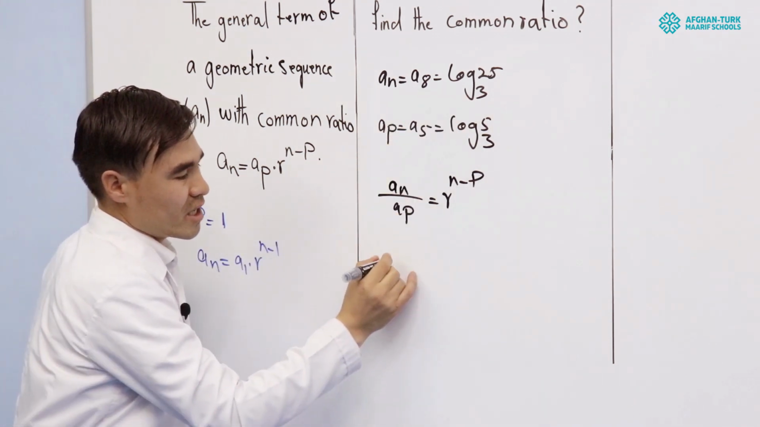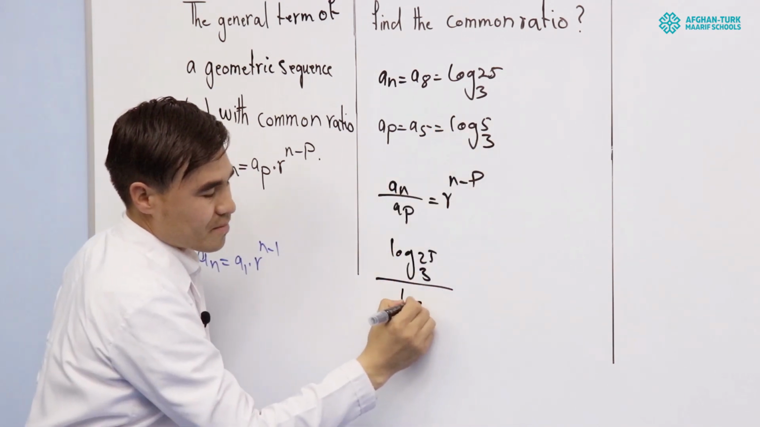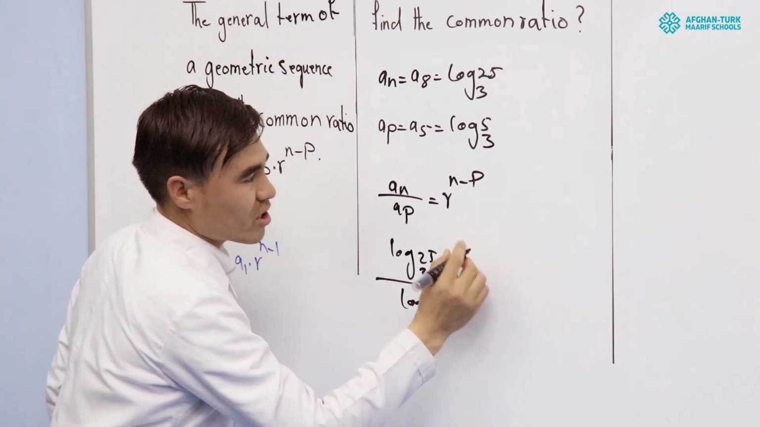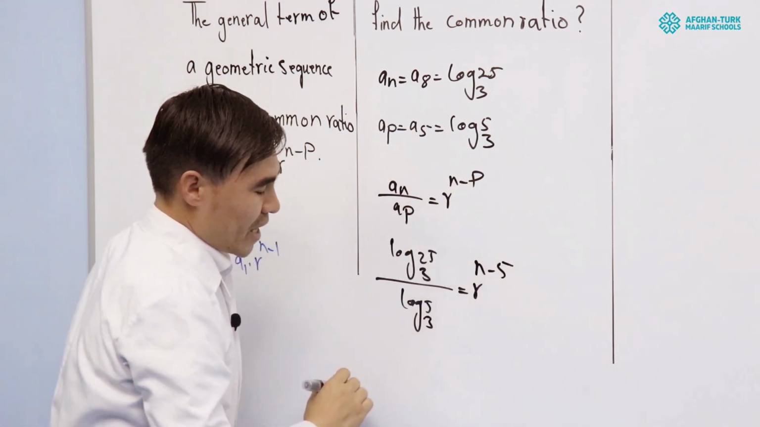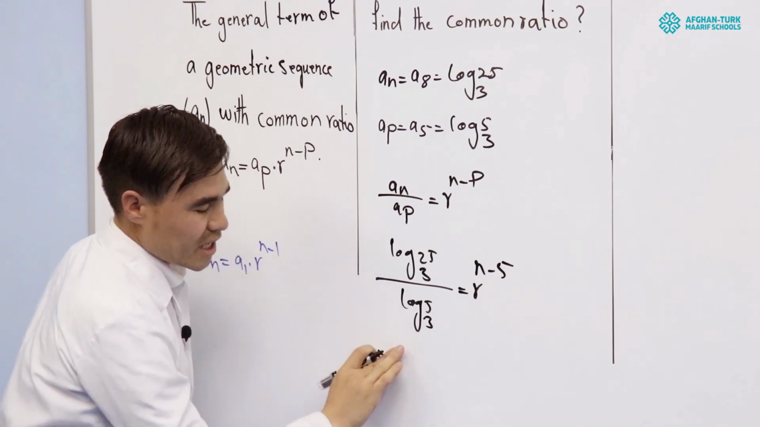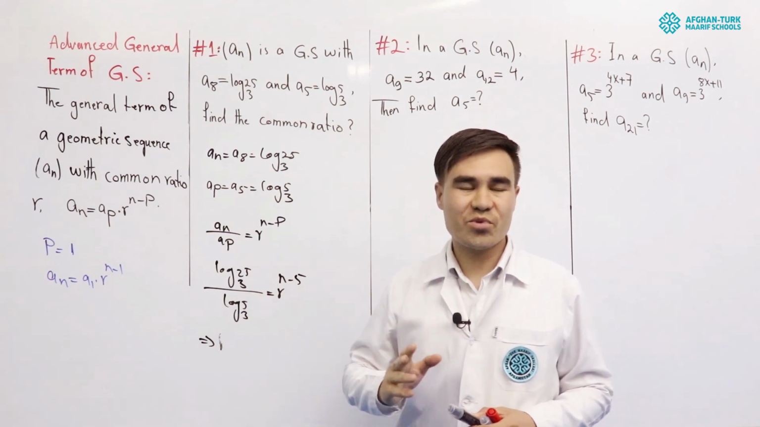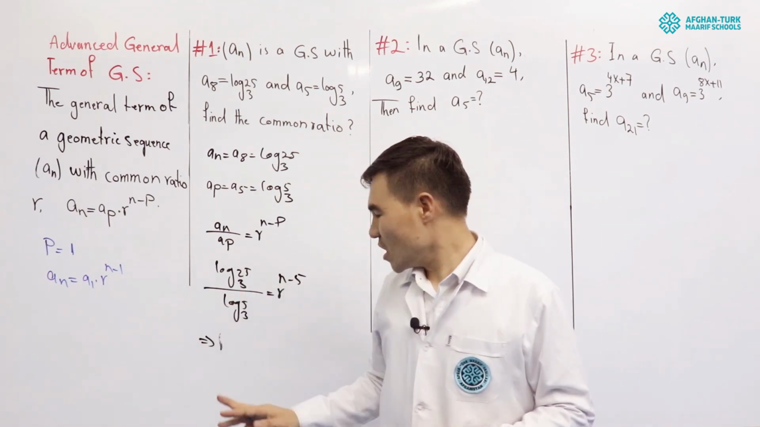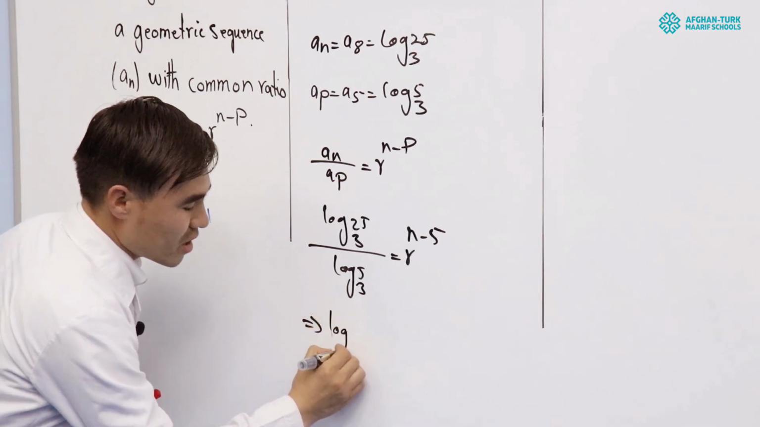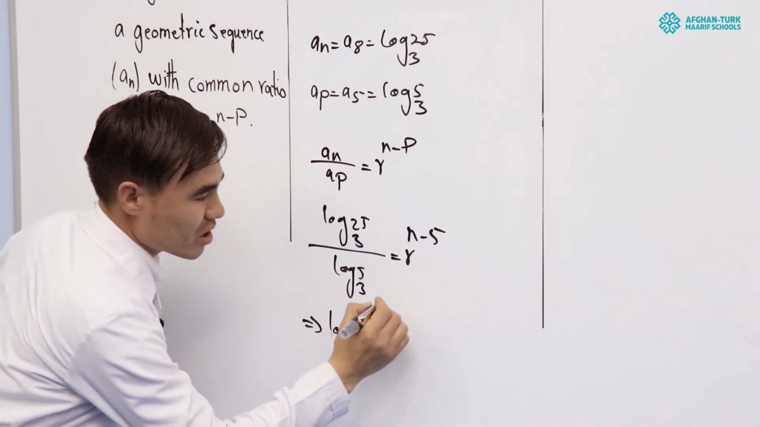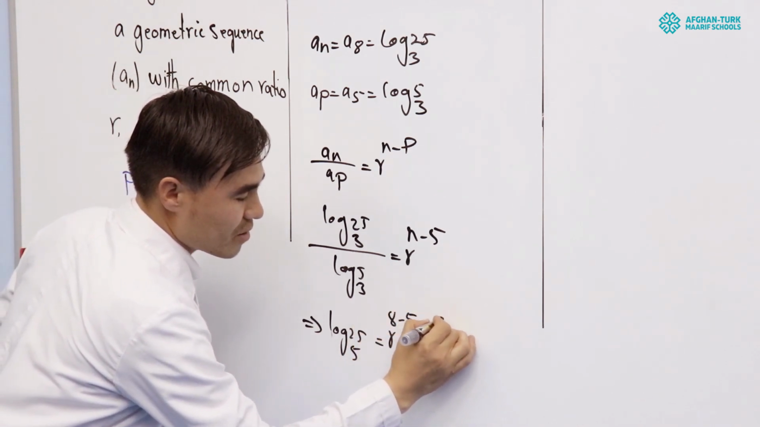We just substitute here: log of 25 to the base 3 over log of 5 to base 3 equals r to the power of 8 minus 5. Be attention here, students, this is one of the base changing properties which we studied in the logarithmic parts. I can write this in a simple form like log of 25 to base 5 equals r to the power of 8 minus 5, which is r to the power of 3.